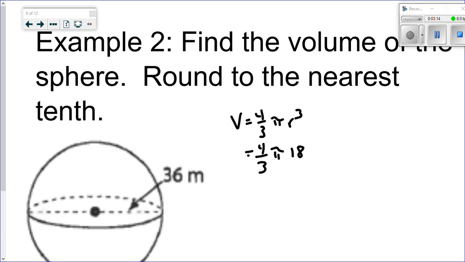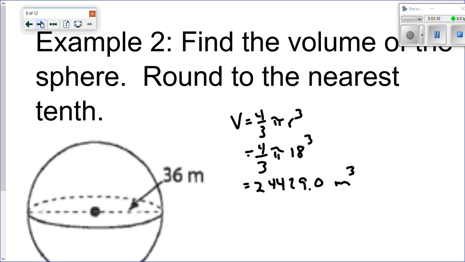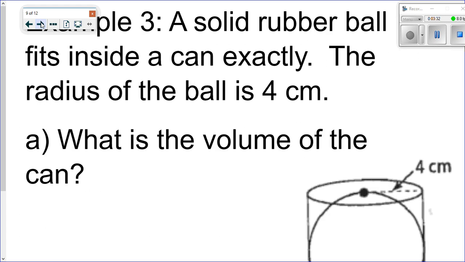What is that? 18 cubed equals 24429.0. Oh, sorry. Cubed. That was good on this one, right? Yep. Okay.